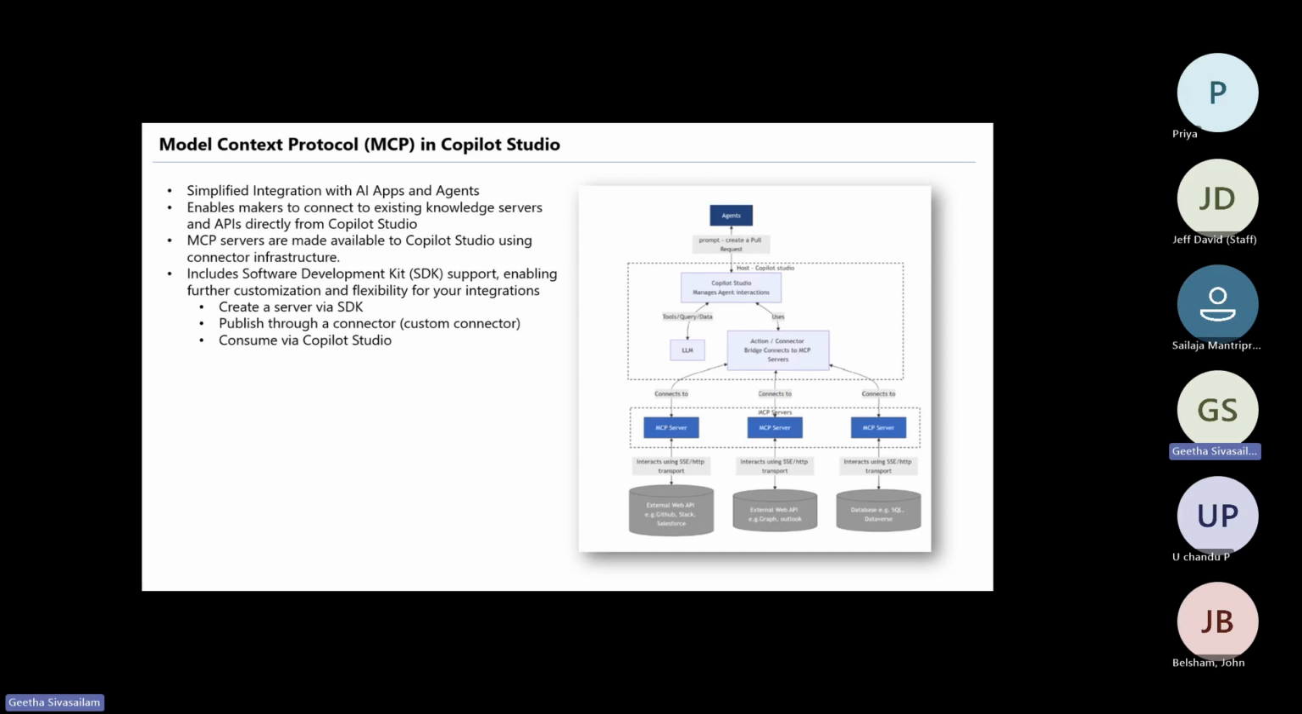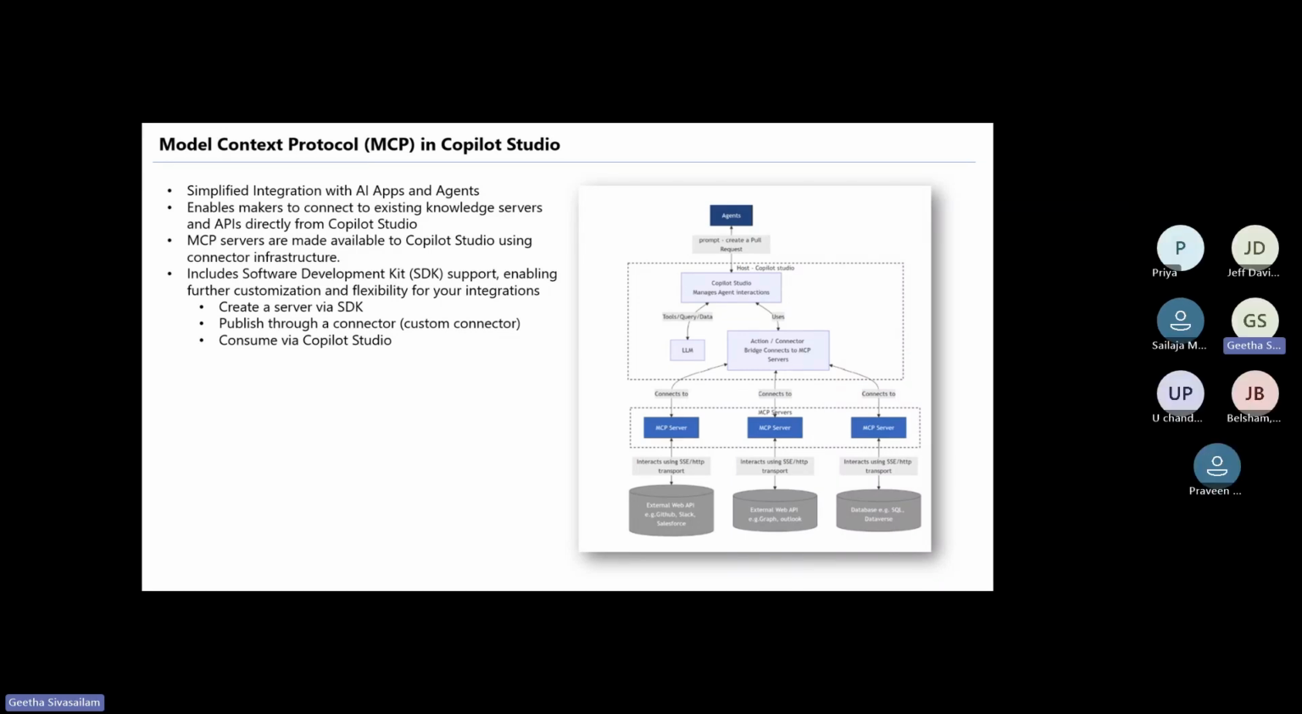Now, on the right there, you see the architecture. This architecture positions Copilot Studio as the host environment that manages the agent interactions. Within this environment, you can have multiple action and connector bridges that establish the connections to your Model Context Protocol servers, which in turn facilitate or orchestrate the interaction with the external system. This allows AI agents to leverage this infrastructure while maintaining simplicity and giving you accessibility via the Copilot Studio interface. So this is a more powerful and manageable implementation at an enterprise AI level.